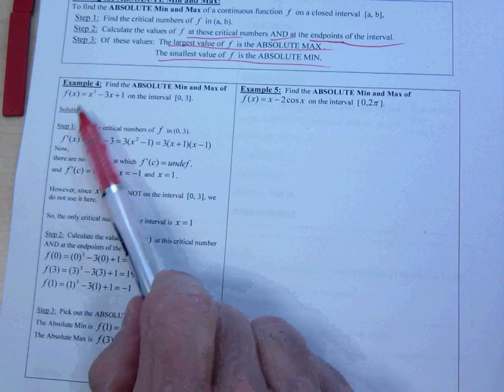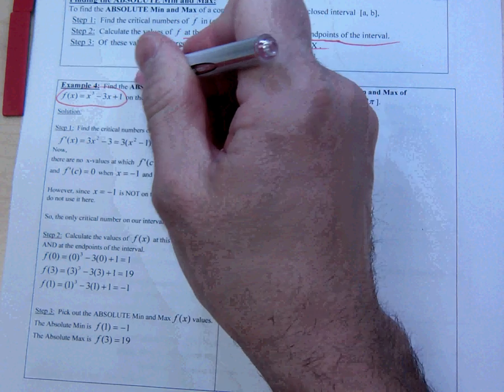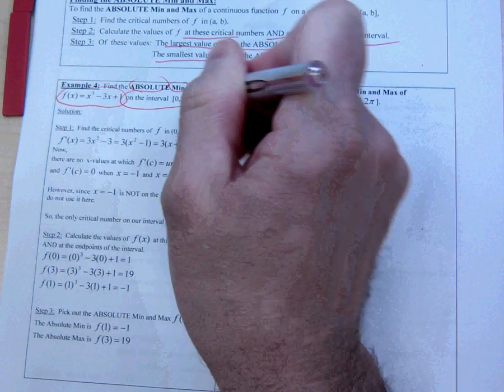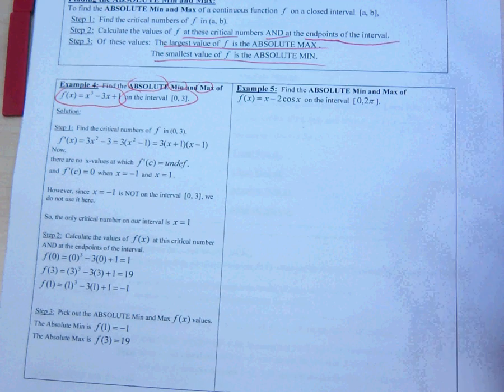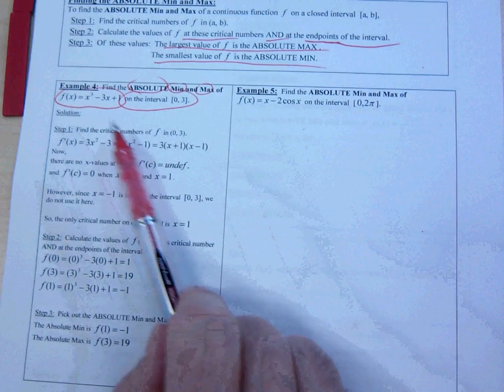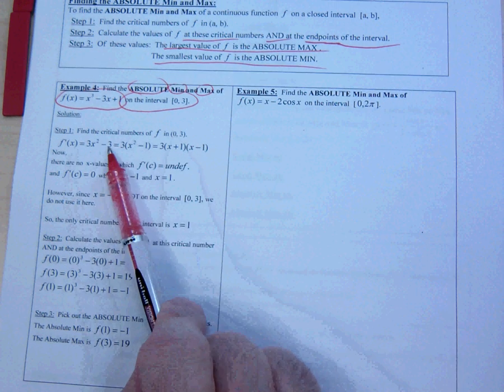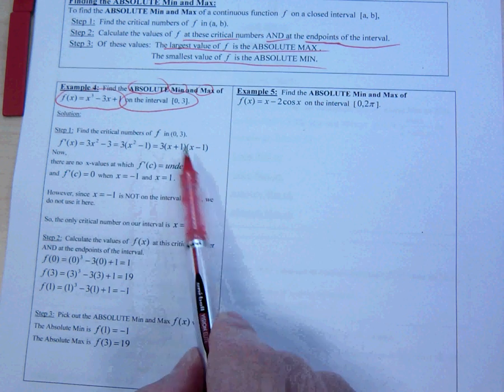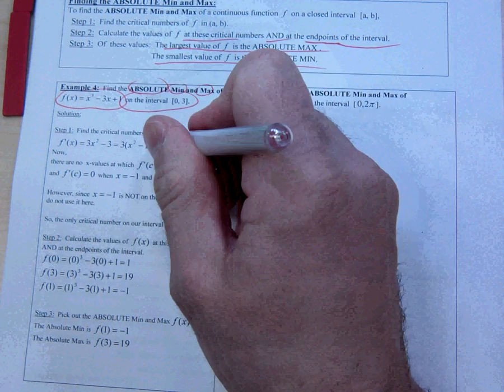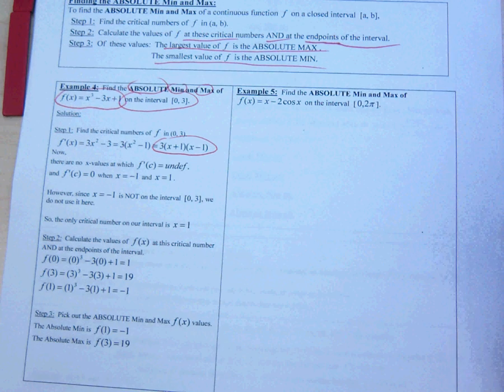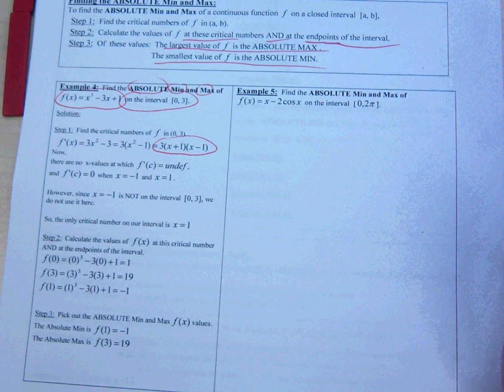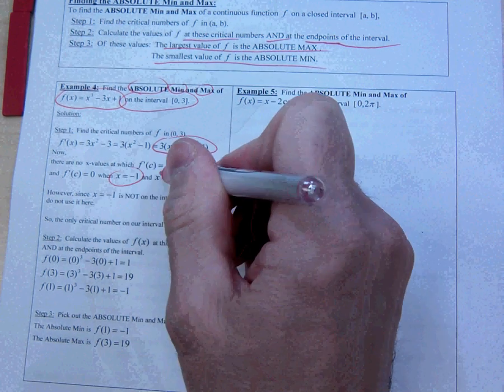Ready? Okay, so I'm giving you this function, and I want you to find the absolute min and max on this interval. Ready? Here we go. Okay, so the first thing we're doing is going to find the critical numbers of f. So I found the derivative, I factored out a 3, factored it further. Everybody agree that's f prime, and so where is that going to be 0 or undefined? Quick. At what? At negative 1 and 1, okay?